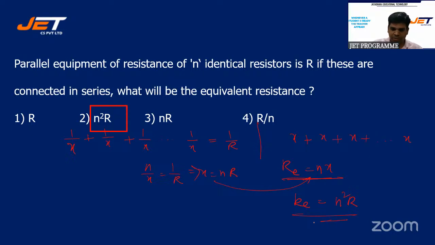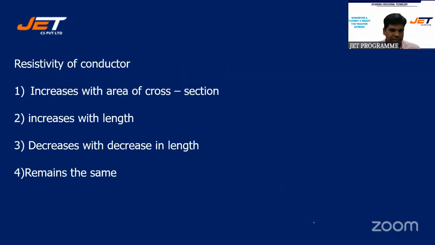All right. Resistivity of a conductor increases with area of cross section, increases with length, decreases with decrease in length, or remains the same. He is asking how it depends on area and length. We have seen the formula, but he is asking about resistivity, not resistance. Resistivity of a conductor increases with area of cross section, increases with length, decreases with decrease in length, remains the same.